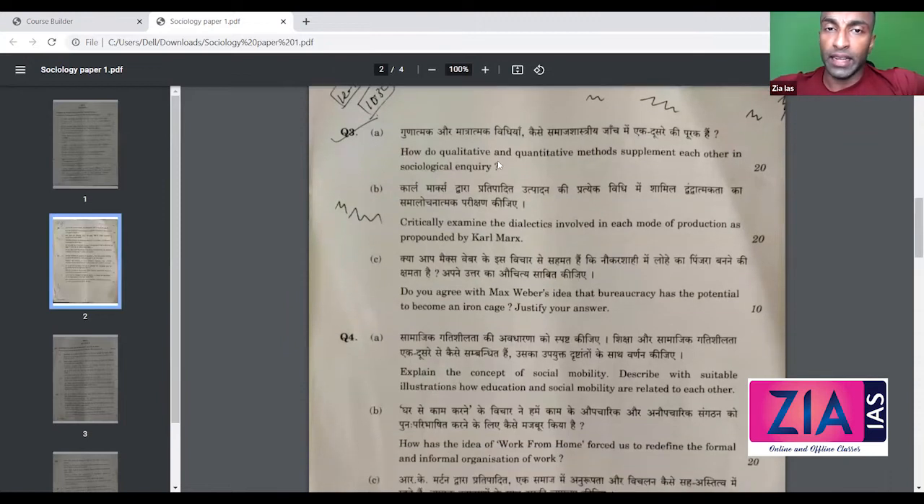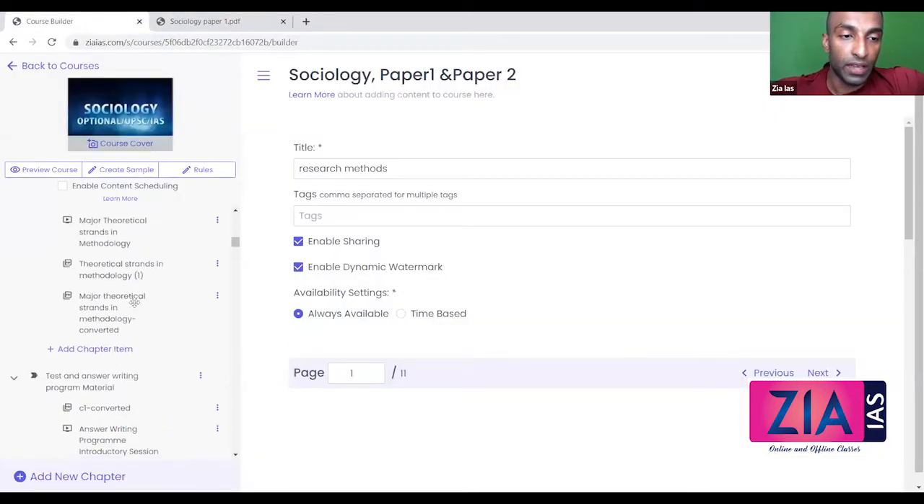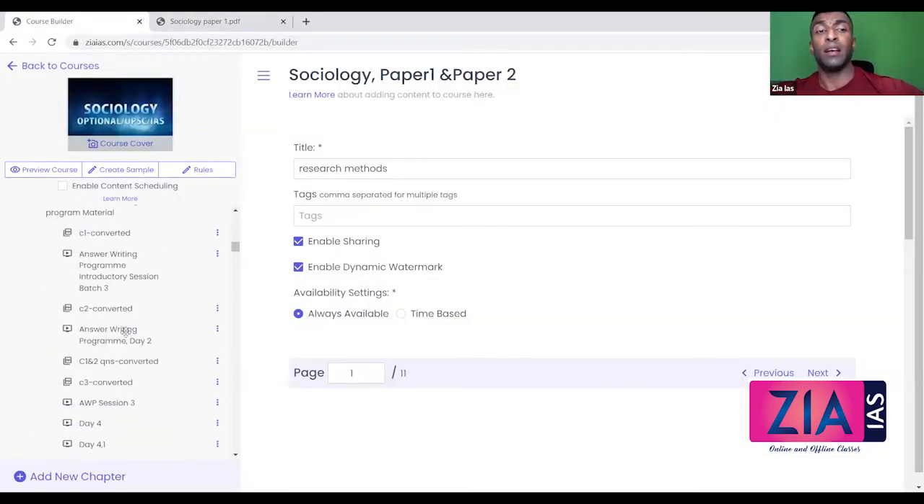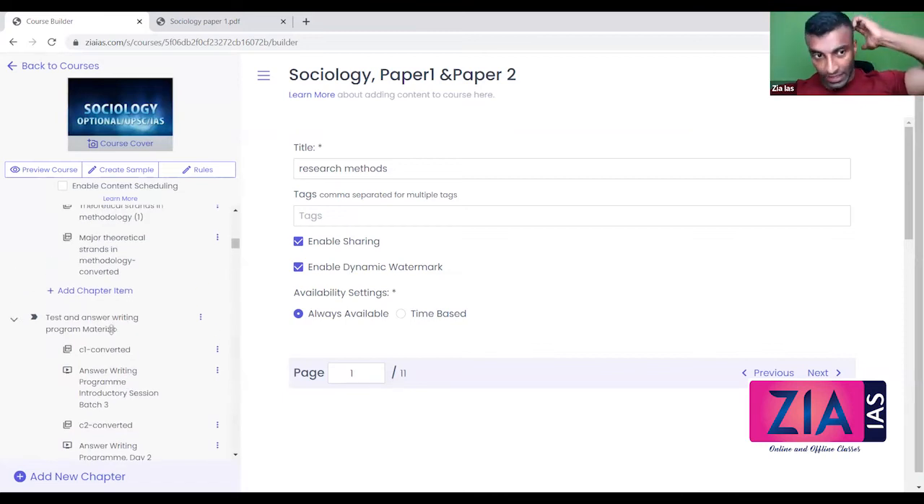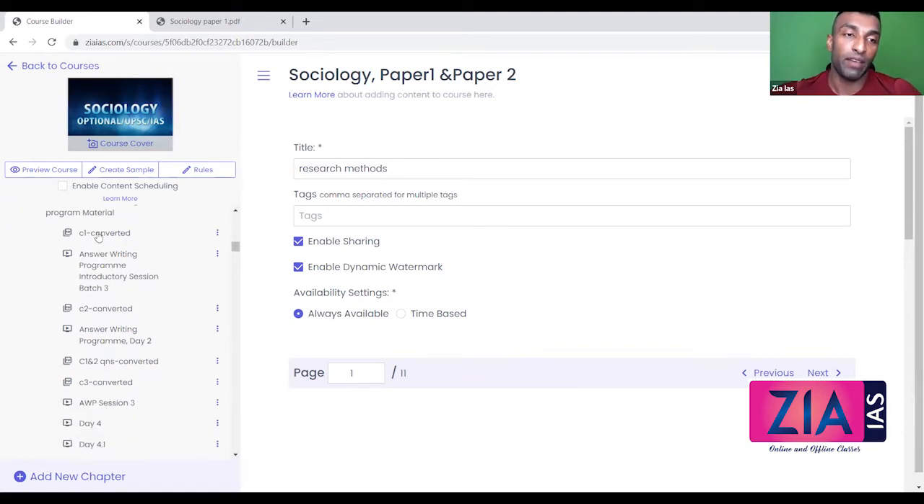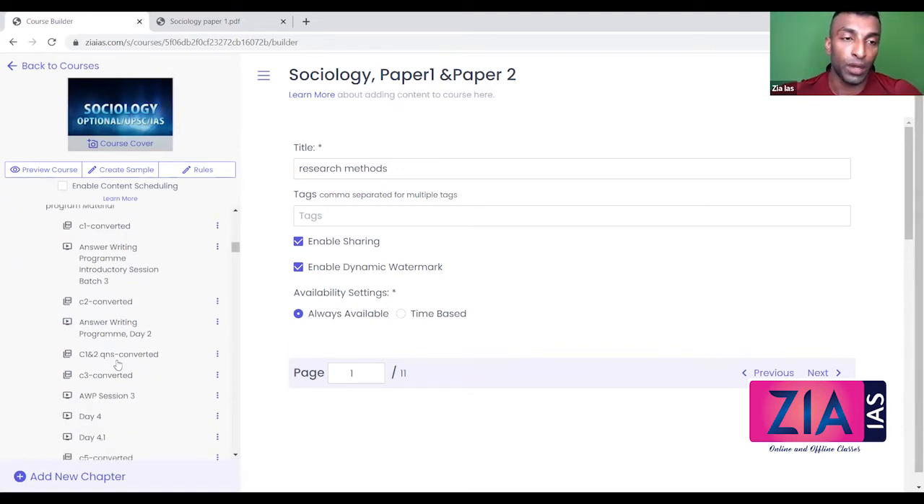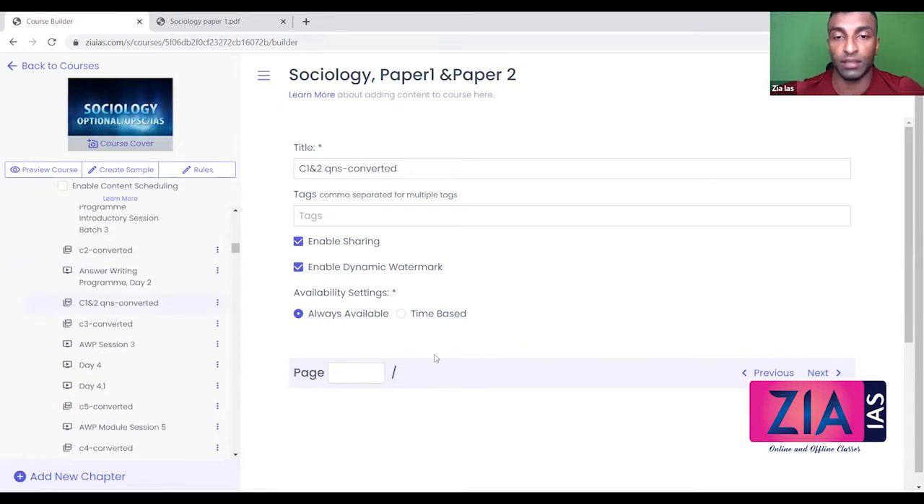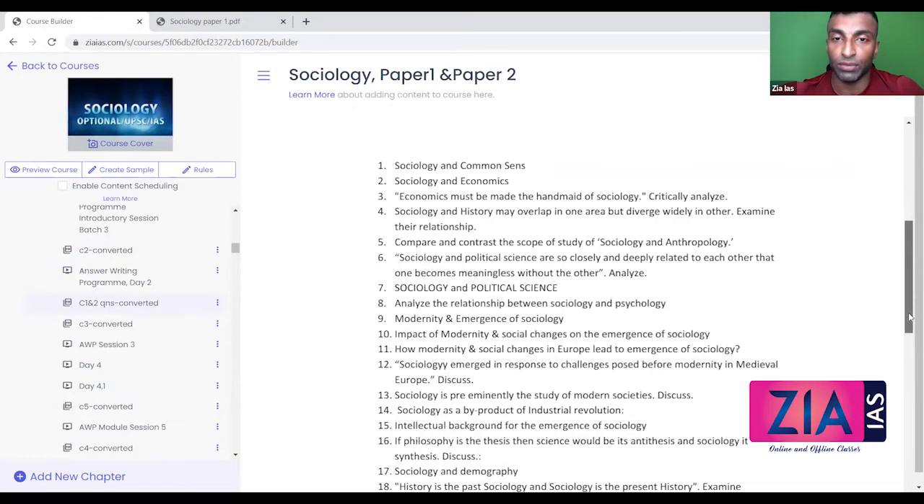Now I'm going with those three, right? So how do qualitative and quantitative methods supplement each other in sociological inquiry? So this is where we discussed, guys. Even though I've covered everything in the chapters, you should never miss this module. This is the most important module in my opinion, where I have everything given in C1, C2, and their questions, right?